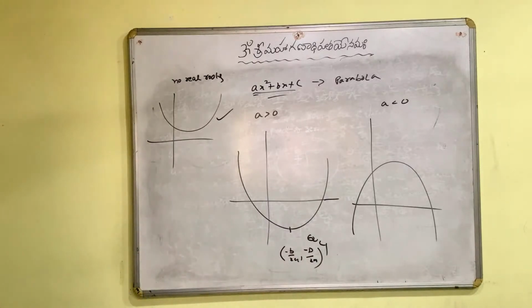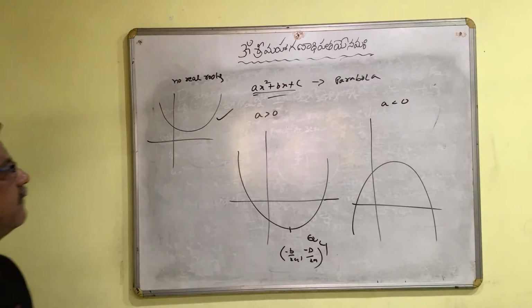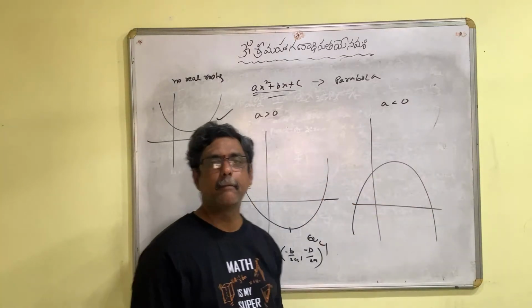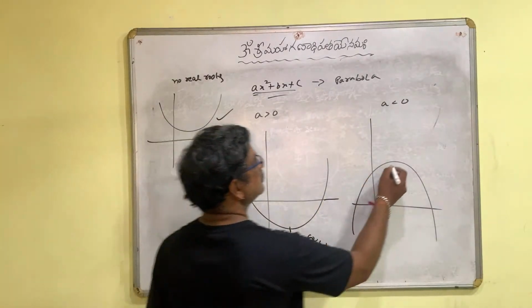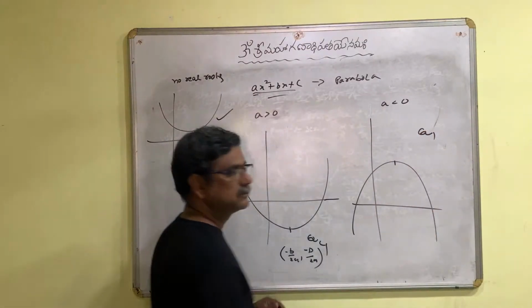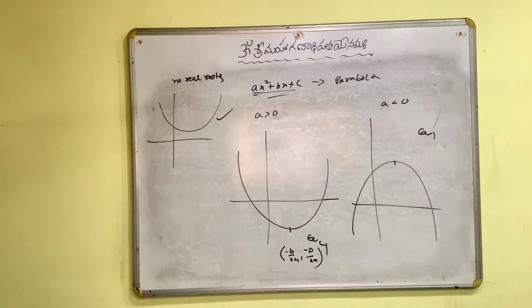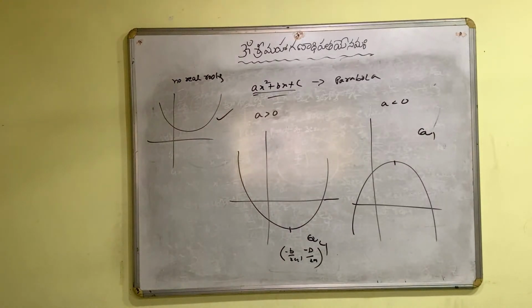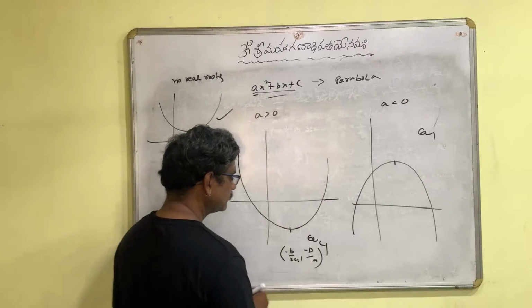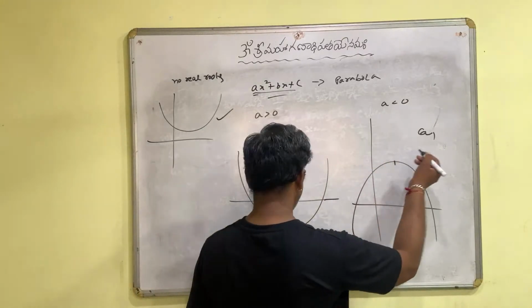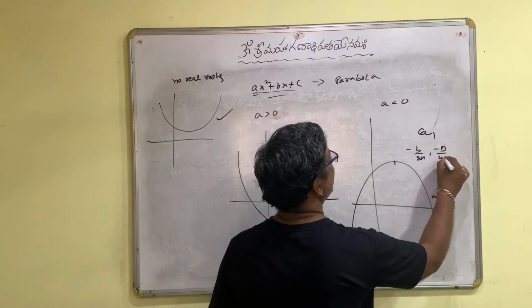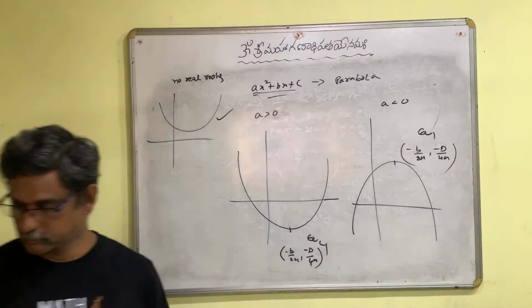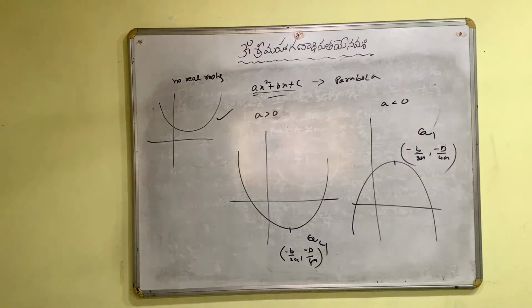Generally, this was said in CBSE. Likewise, if a is less than 0, the parabola opens downwards. Its vertex lies in the 1st quadrant. Sorry, this is 4a. And here also the vertex formula is the same, -b/2a, -b/4a. Note down these points.